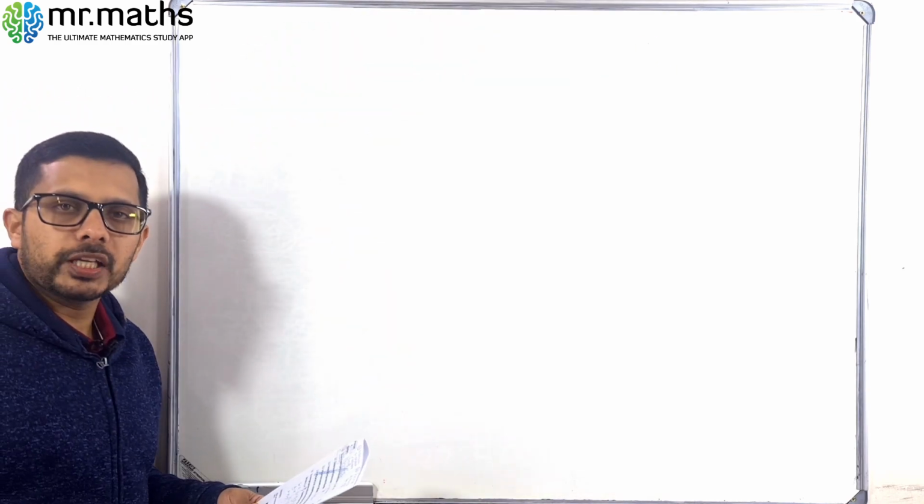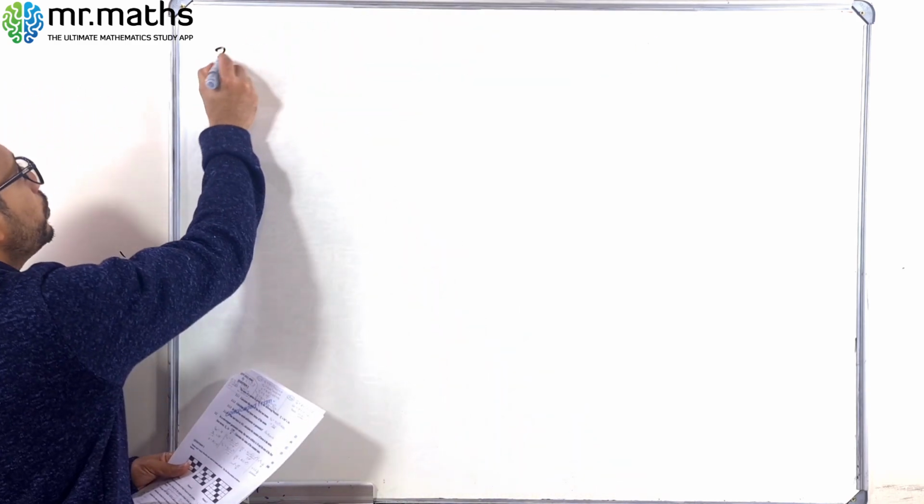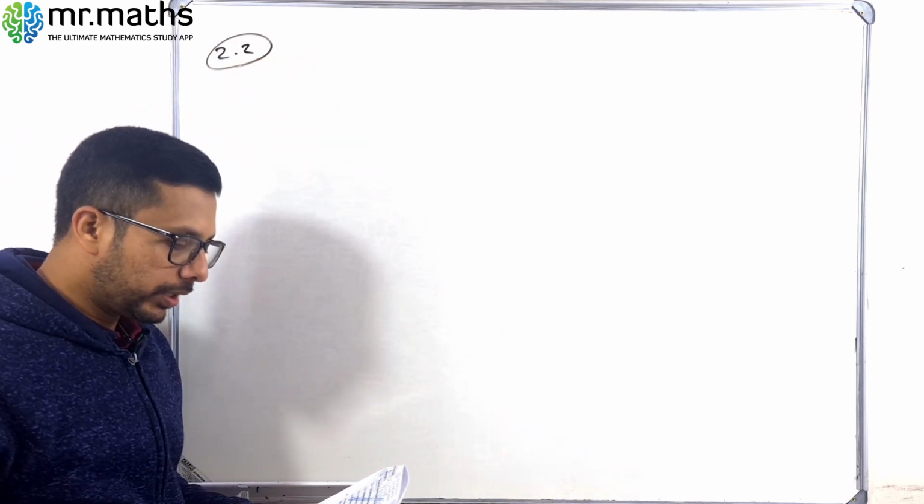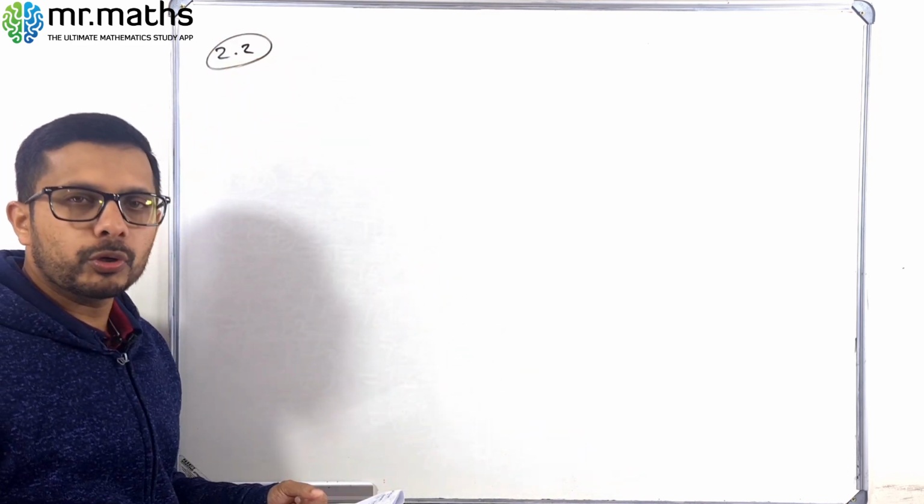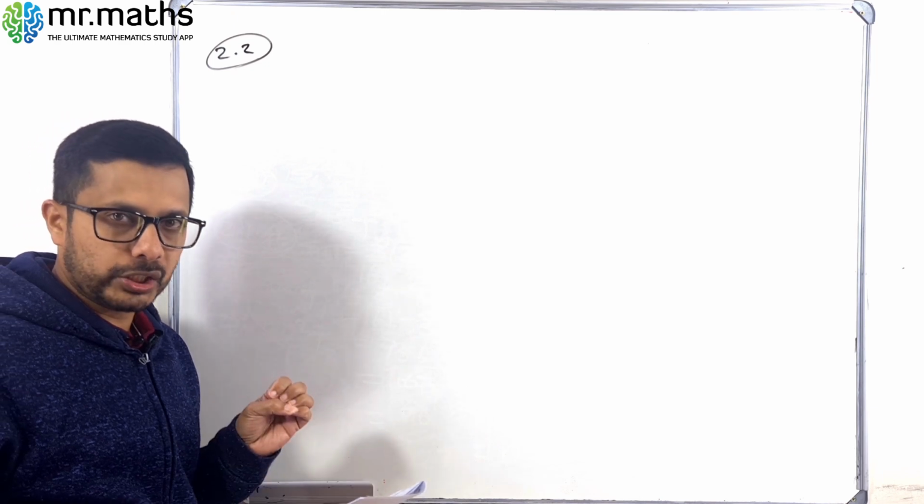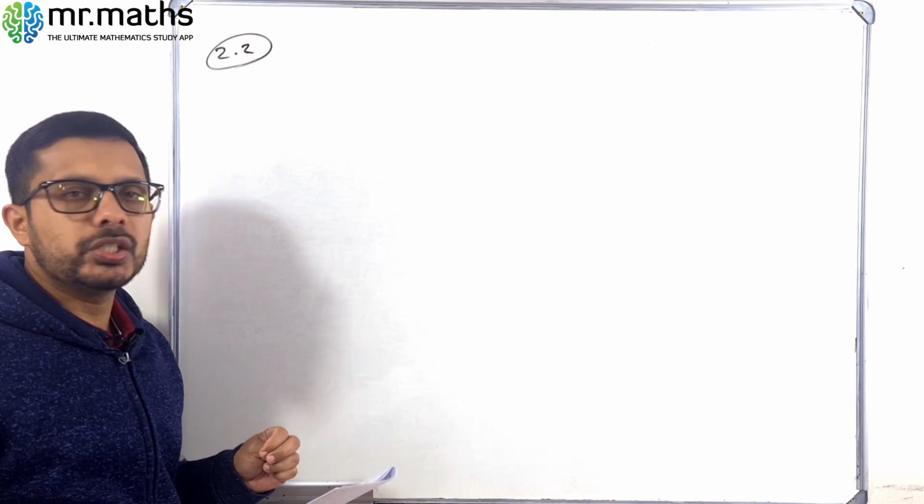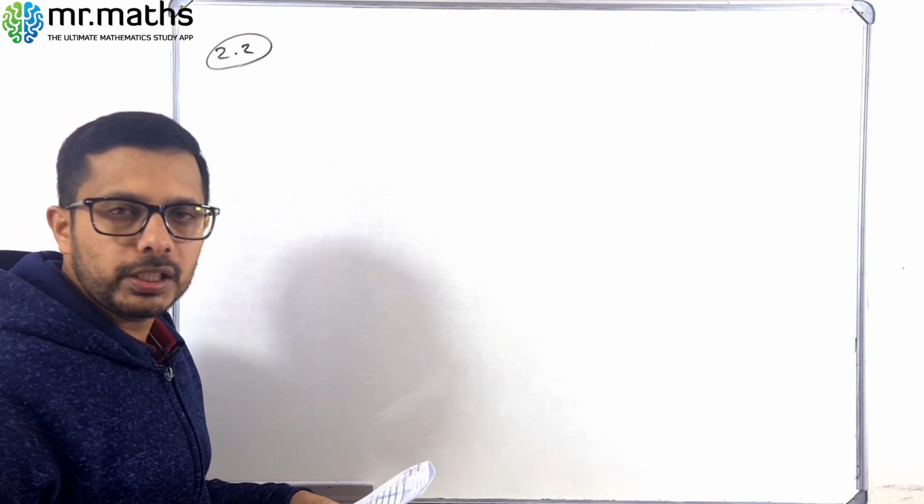Okay, let's move to the next question. Question number 2.2. What is that question? In a convergent geometric series, so we are talking about the geometric series, common ratio. Okay, the sum to infinity is 18.